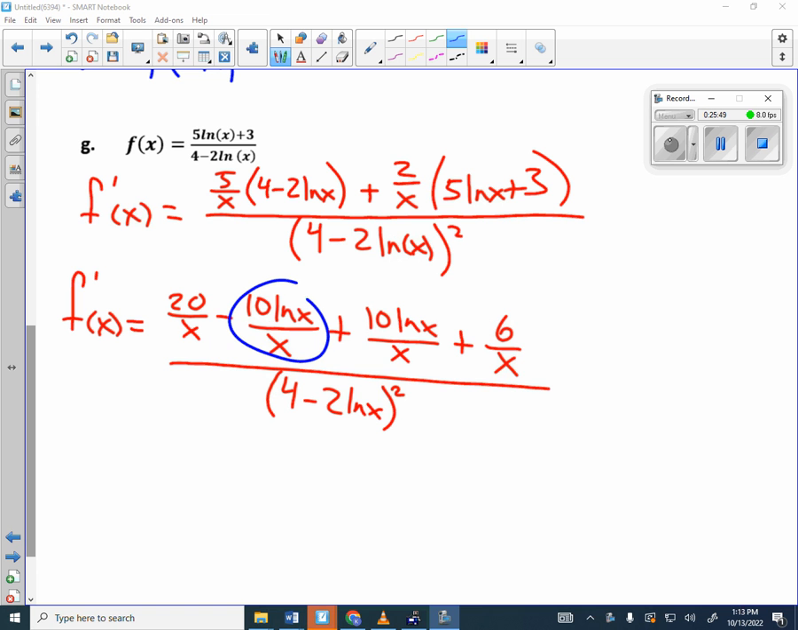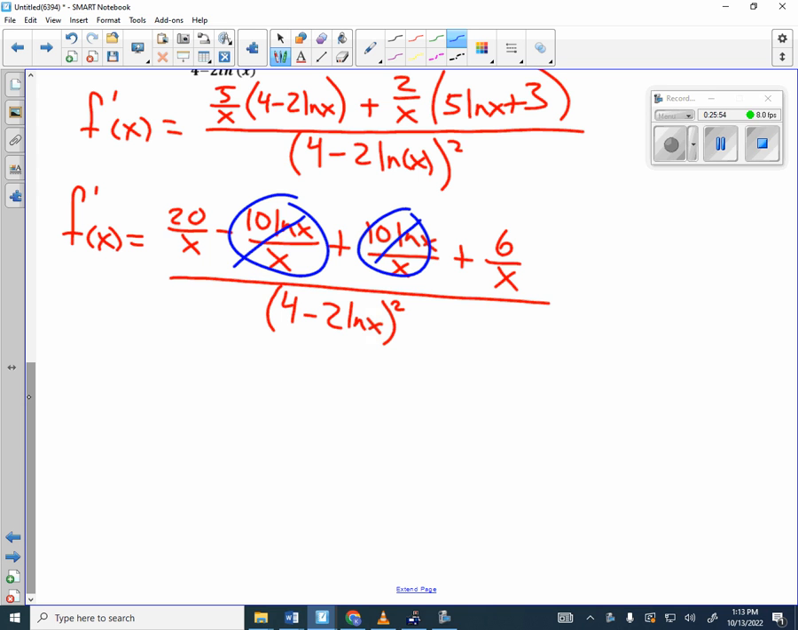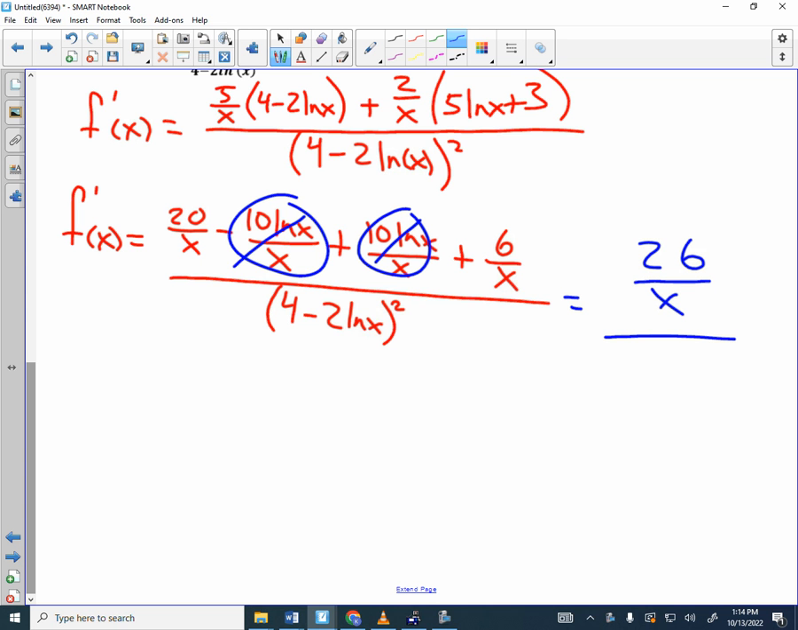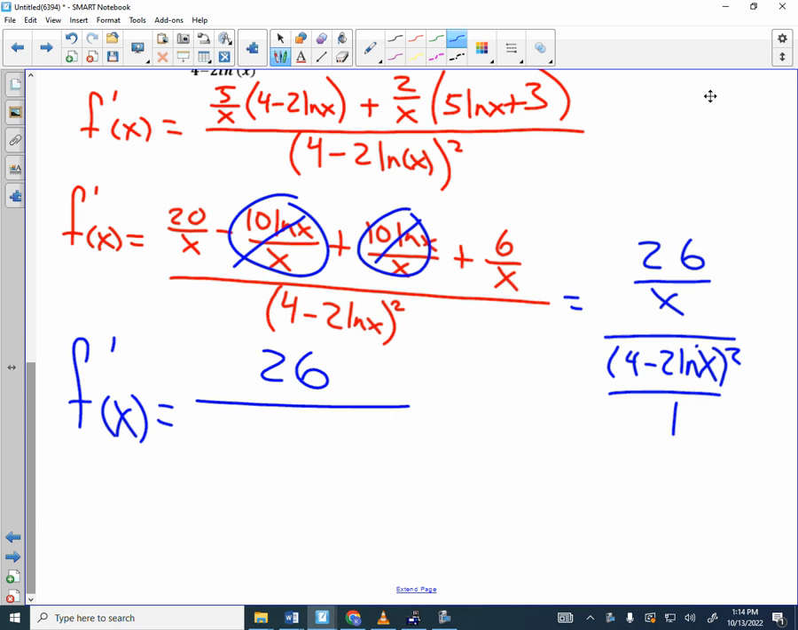So that and that are gone, right? What'd you get in the top? Good. 26 over x over 4 minus 2 natural log of x quantity squared over 1, right? So when you multiply by the reciprocal, we get f prime of x is equal to 26 in the top, and in the bottom is x times the quantity 4 minus 2 natural log of x squared.